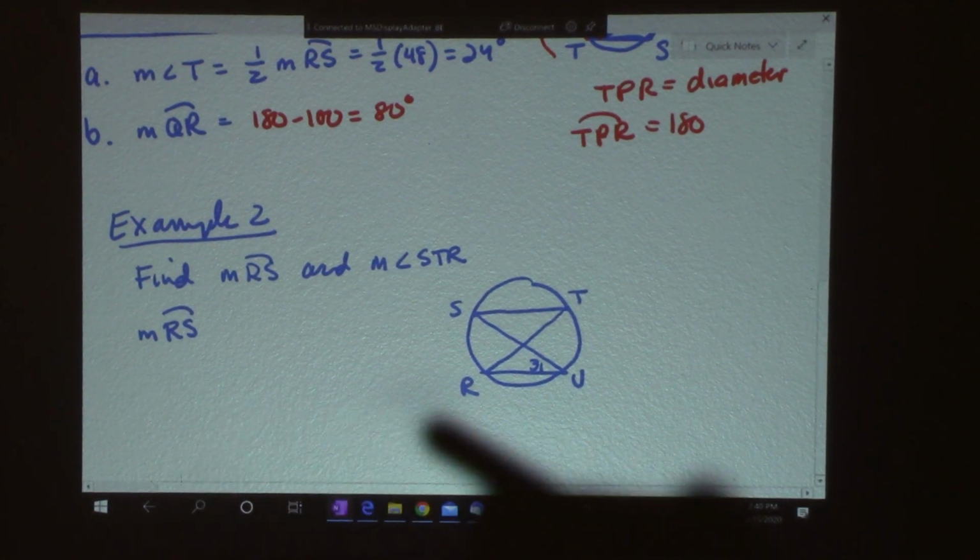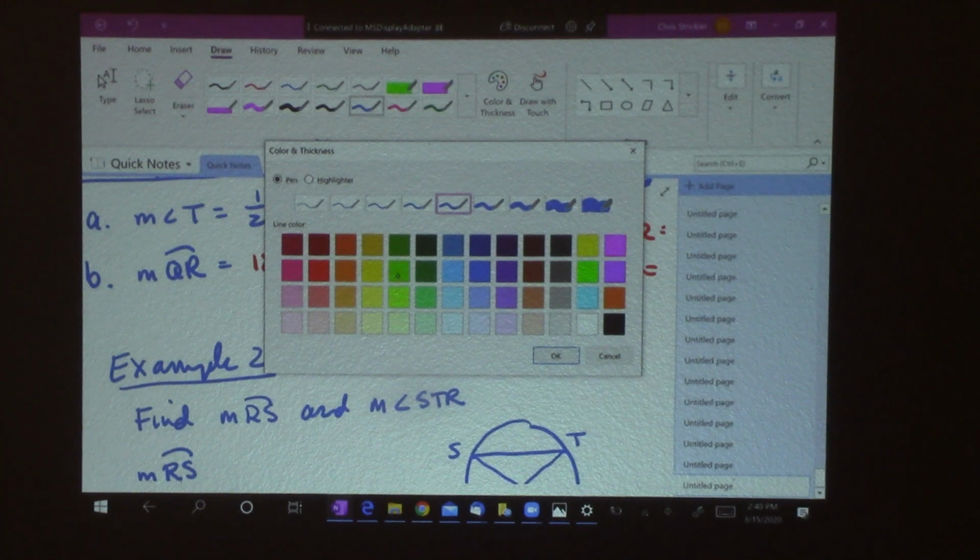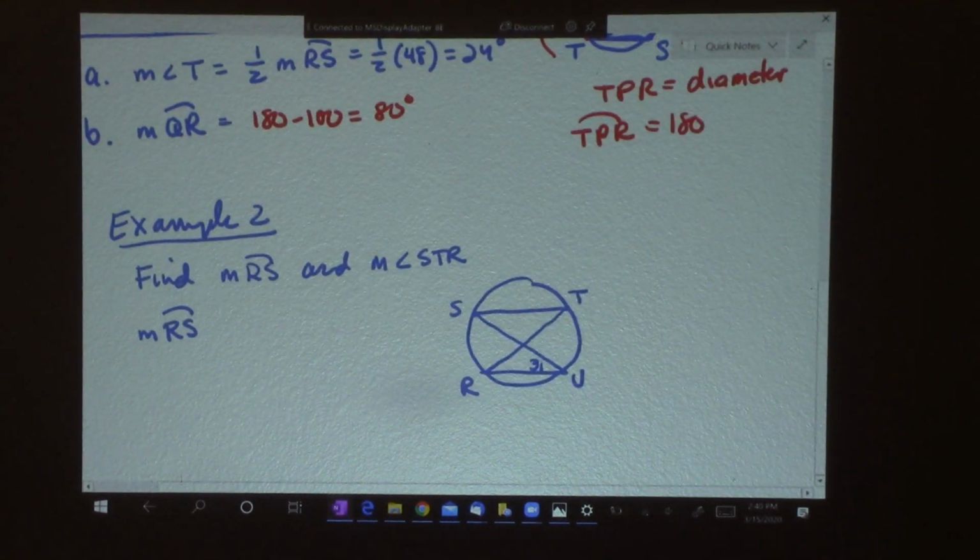Okay, so I'm going to change colors again. I'm going to choose a different color this time. Okay, so RS is right here, and that corresponds with this intercepted arc. So if the angle is 31, then the arc is going to be 2 times that, which is 62. So that's the first one.